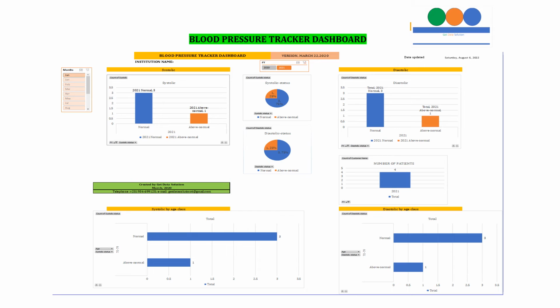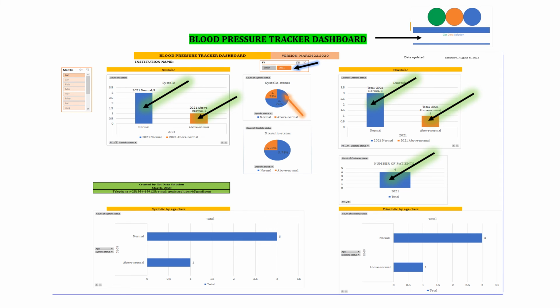For example, if you see the data by slicing, in this particular case, if you slice by year to 2021, in this demo we have total patients for systolic. Normal is 3, above normal is 1. For diastolic, normal is 3 and above normal is 1.